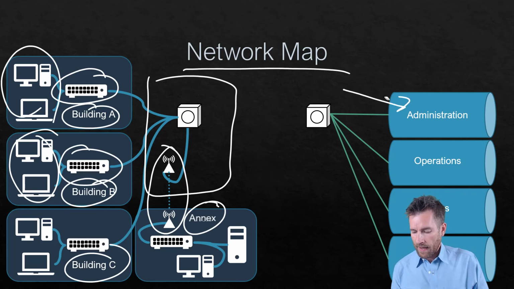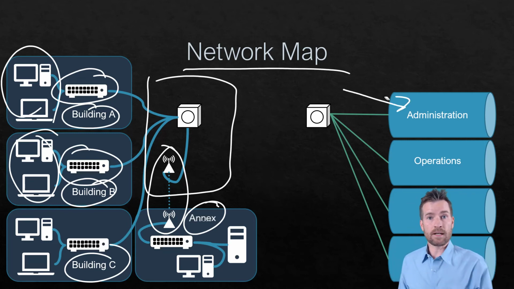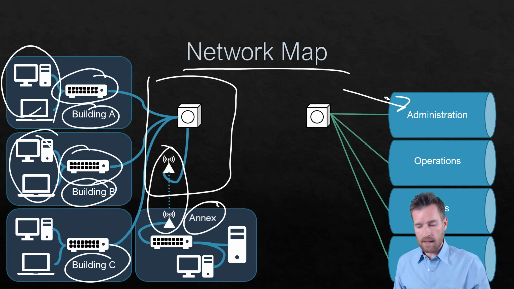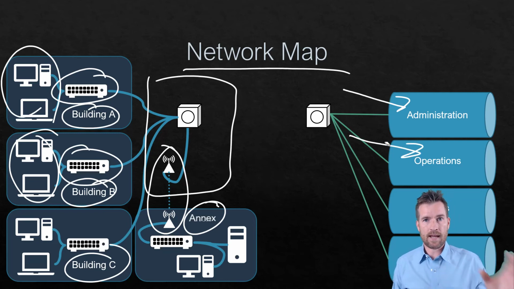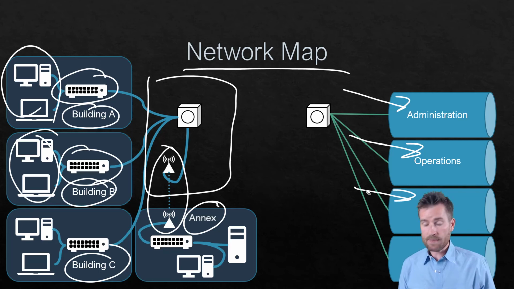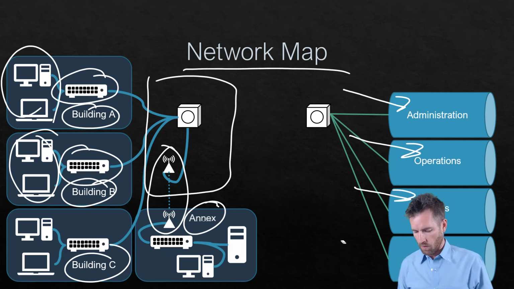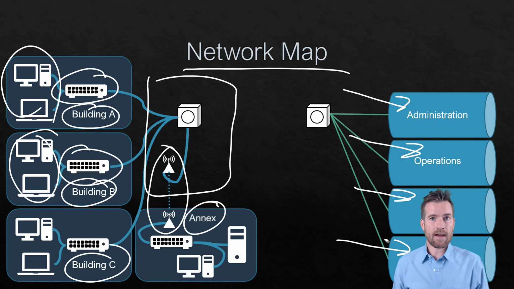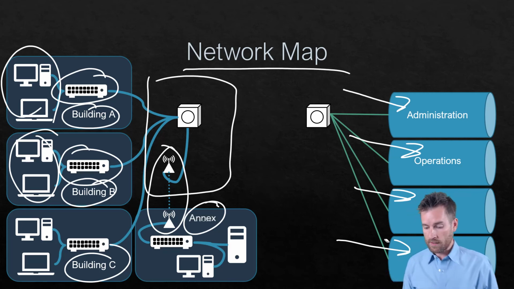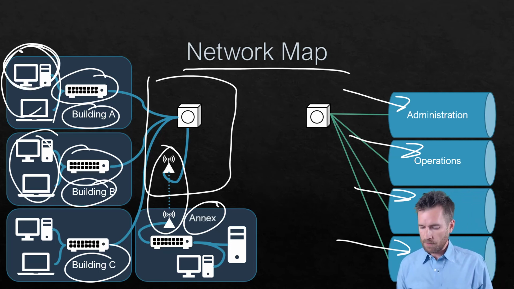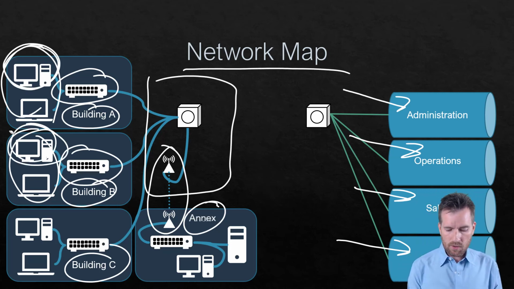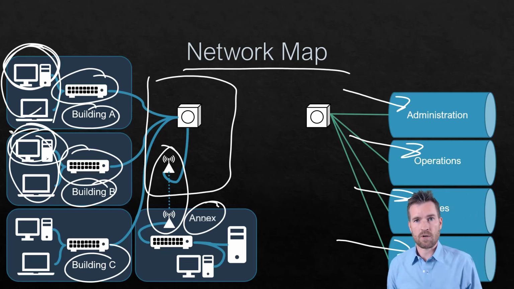We might have a network that's made for administration, so they have their network that they communicate on. We may have one for operations, so operations has their own network. Perhaps sales has their own network, and perhaps the servers have their own network. And what's tricky about this, which is strange, is you could have a computer in one building that belongs to administration and a computer in another building that belongs to administration.